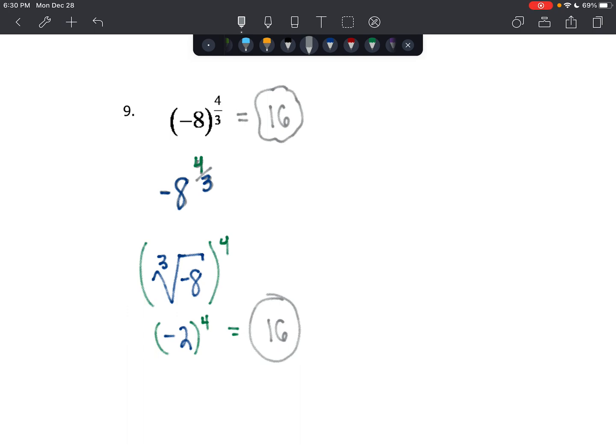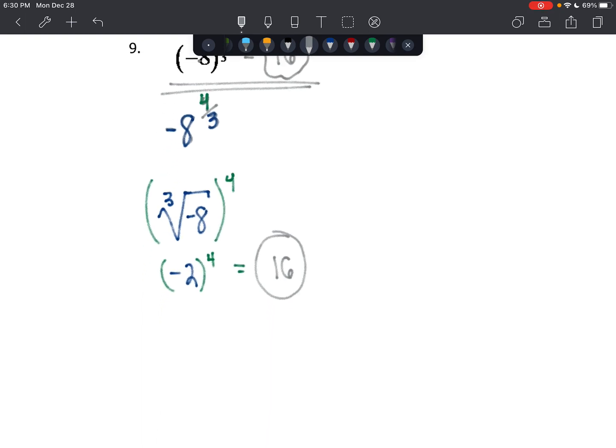And some people will get better at this, some pretty quickly. Some people will get better at this with a little bit more practice. But all of us can get better at this just by thinking about what we're doing, persevering, and not giving up. The cubed root of negative 8, and then raise that to the 4th power. You too may be able to do this without showing a lot of work.